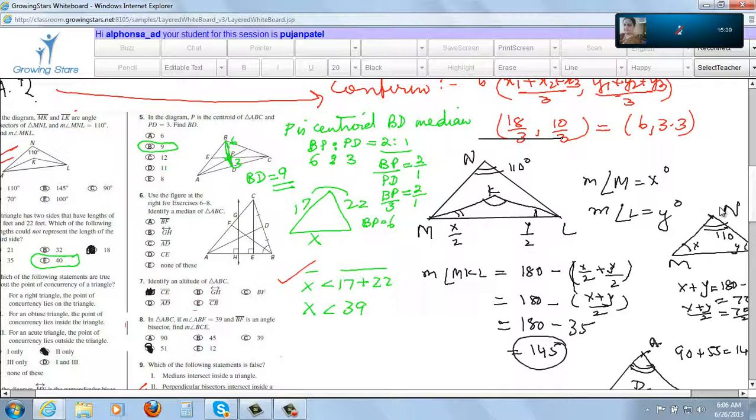And question number 6, you have a whole lot of line segments there. You have to choose, use the figure to identify a median. If you look here, you have the midpoints and the equal segments shown. So D is the midpoint, so AD will be the median.